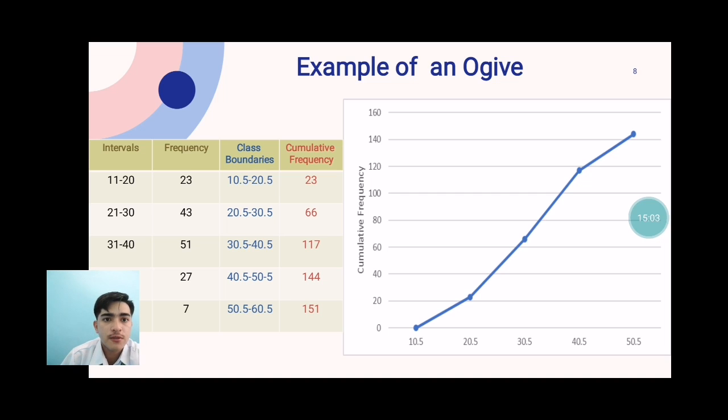So at 20.5, our cumulative frequency is 23. Then at 30.5, our cumulative frequency is 66. At 40.5, our cumulative frequency is 117. And at 50.5, we have here 144.